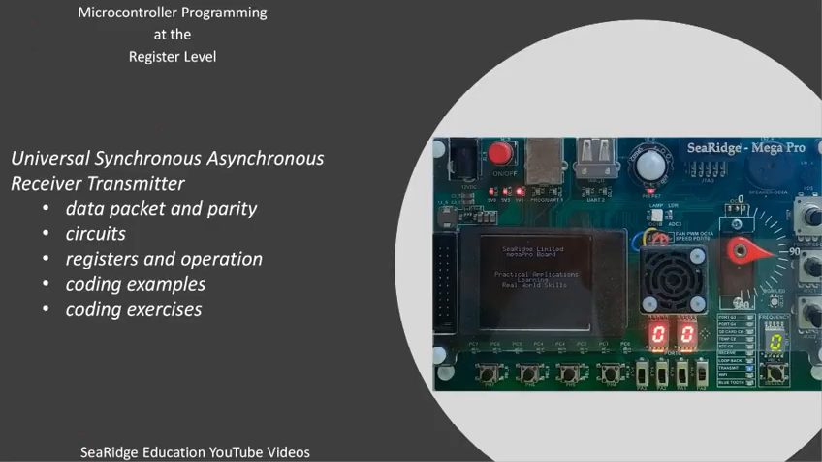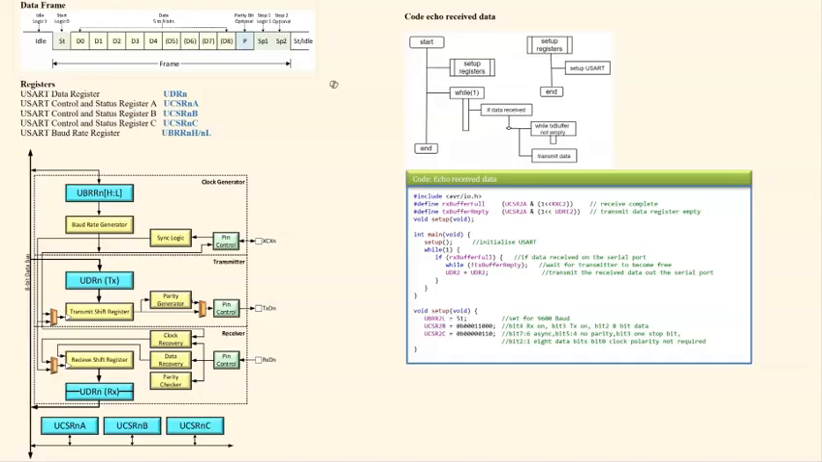I look at the universal synchronous asynchronous receiver transmitter. I explain where you would use it. I show the data frame. I explain the registers and how to code them, showing the internal structure, and then I give coding examples.